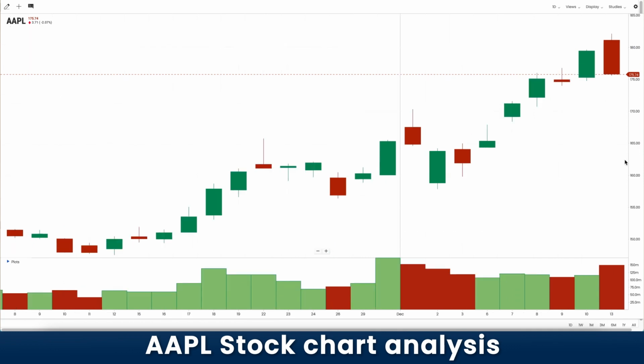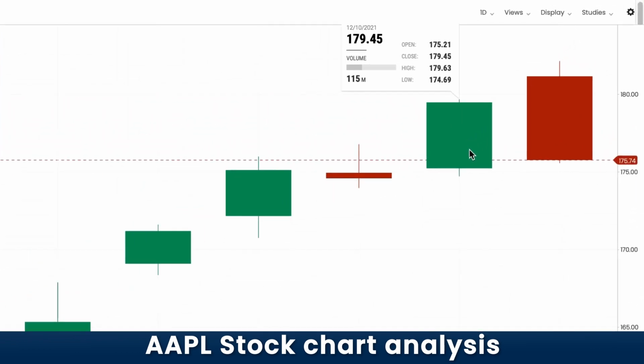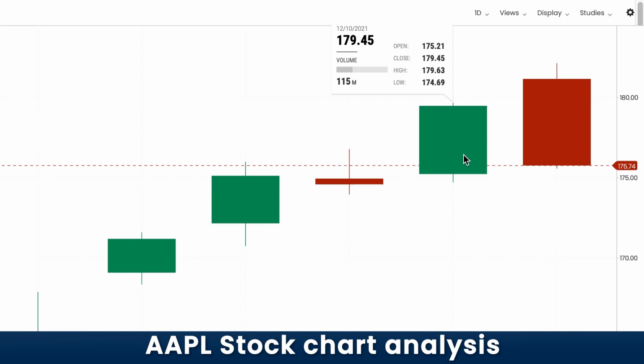Now, this particular chart is of Apple in a daily time frame, which means each candle represents the price movement on a particular day. Looking at this candle, we see that it has 5 different parameters attached to it. Let's understand them one by one.